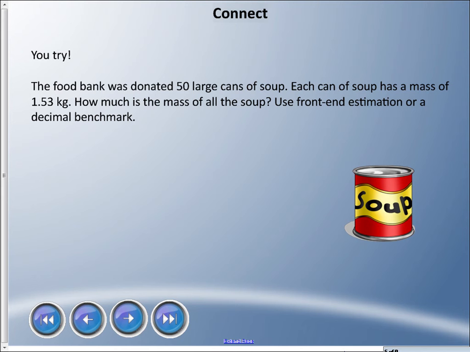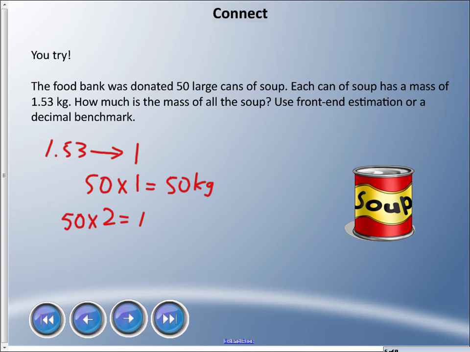Okay, so if we're doing the front-end estimation, 1.53, we're going to change that to a 1. So we're going to do 50 times 1 equals 50 kilograms. That is an underestimate because we reduced it. But if we do decimal benchmarks, well, 1.53, that's closer to 2, technically. We round it up, so we could say 50 times 2 equals 100 kilograms. But in this situation, we have an overestimate, okay? So the actual exact answer will be somewhere between 50 and 100 kilograms.